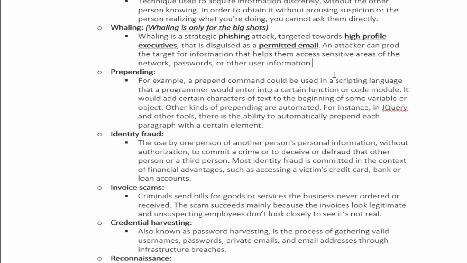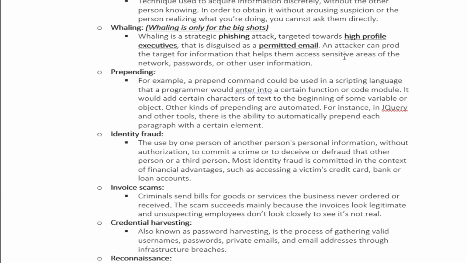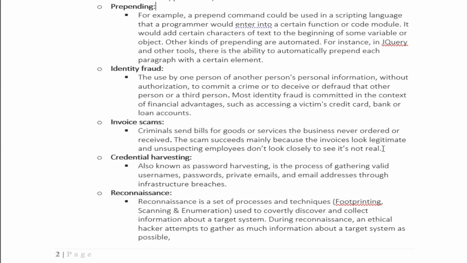For instance, in jQuery and other tools, there's the ability to automatically prepend each paragraph with a certain element. All right, not sure exactly what they're talking about here because it kind of sounds like it's not a social engineering attack. I'll do some more research about this to find out what exactly this is, but we'll move on to the next item, identity fraud.